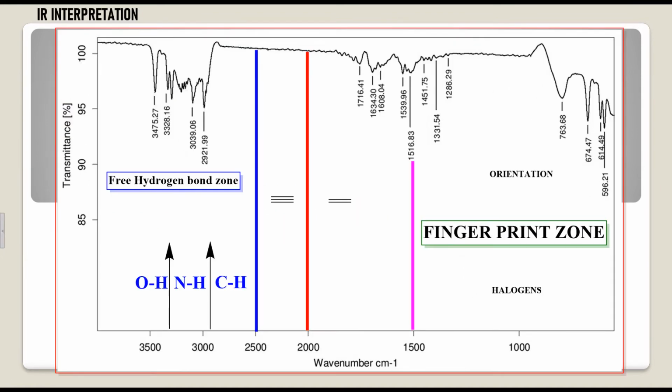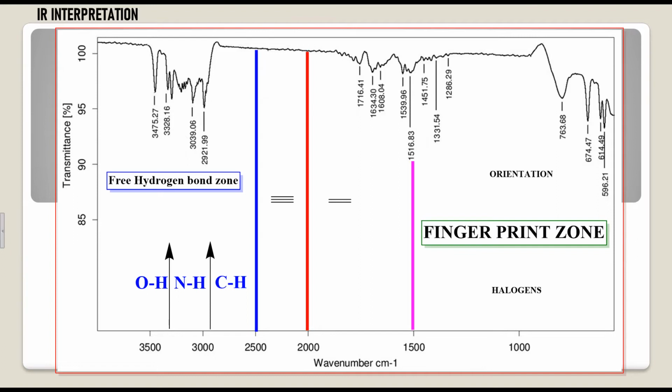And next, zones. Free hydrogen zone, triple bond zone, double bond zone, and fingerprint zone. You can keep in your mind that the IR spectrum has four different zones. Free hydrogen you already know is one of the factors. Which functional groups have free hydrogen? Hydroxy, NH amino, and aliphatic CH, aromatic CH. These all have free hydrogen.